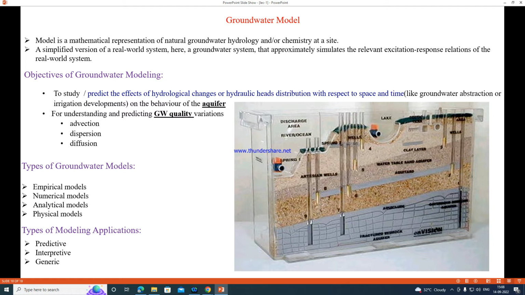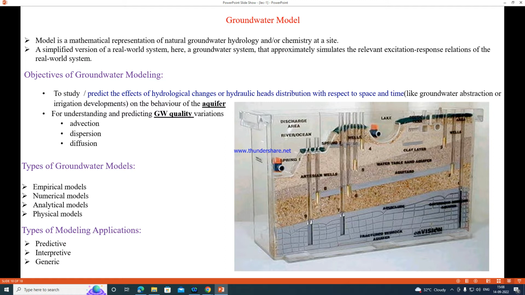Interpretive means, when there is some contaminant, we have to map the area with respect to time and with respect to space, how the concentration is varying. Suppose, for example, that is known as interpretive. Generic means there are some scenarios. Suppose there is a change in K, what will be the change in permeability, or the change in the storage, what can be the water table position. You can do a sensitivity analysis for the generic model, like that. It's just generic.